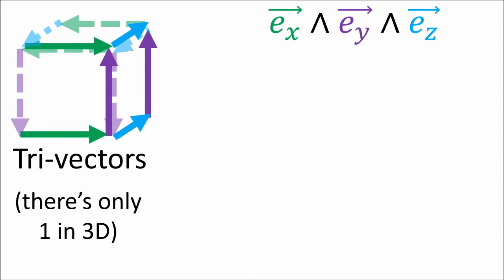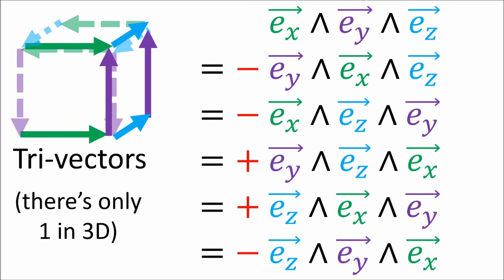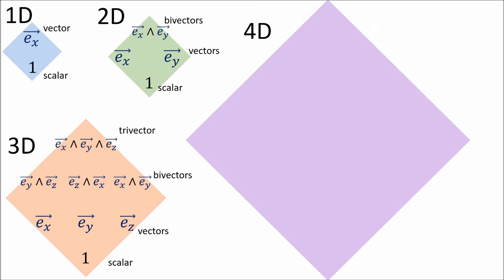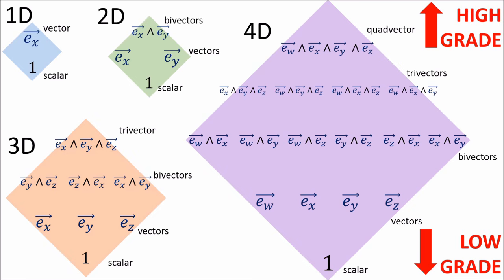Also, take note that in 3 dimensions, there is only one trivector, possibly with a scaling constant in front, since we can always swap the basis vectors into the xyz order by introducing minus signs as needed. In space with a given dimension, we can count the number of basis multivectors of each type just by counting the number of possible basis vector combinations. As a result, the multivectors in a given Grassmann algebra form a sort of diamond shape, with low-grade multivectors at the bottom and high-grade multivectors at the top.